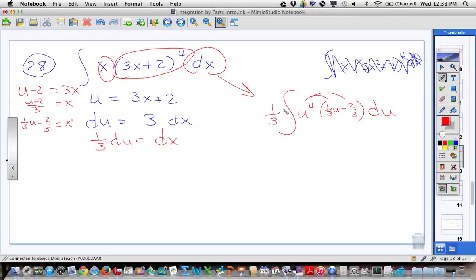What I'm going to do is distribute this 1/3 through there with the u to the 4th. So I've got 1/3 u to the 4th times 1/3 u, that'd be 1/9, and my integral symbol's still there, because I haven't done the antiderivative yet. That's 1/9 u to the 5th, minus 1/3 times 2/3, that's going to be 2/9 u to the 4th du. So keep the integral symbol on there, keep the du in there, because all I've done is rearranging some algebra.